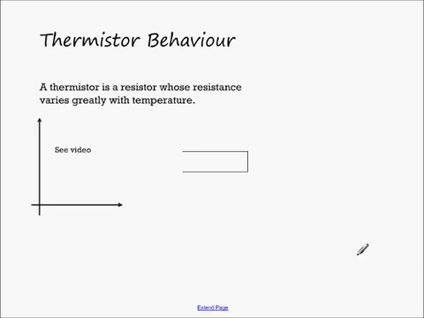A thermistor is a resistor whose resistance varies greatly with temperature. Okay? So let's say we have resistance here and we have temperature. With a thermistor, as you increase temperature, going this way, you're actually going to decrease resistance. This is actually opposite to a light bulb. Okay. So increase temperature, decrease resistance. So in this case, resistance is proportional to 1 over the temperature.